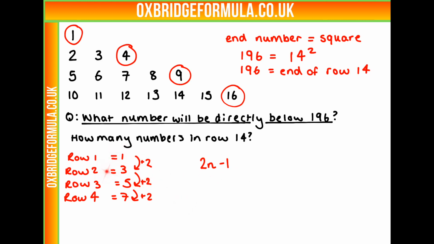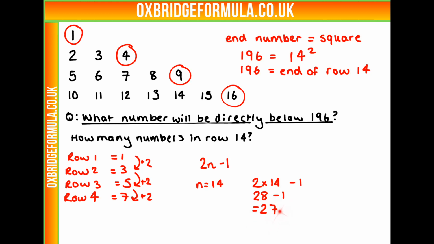So for example, if we have row 2, if n equals 2, 2n is 4, minus 1 is 3, and we have 3 numbers in that row. So here is our equation for the amount of numbers in a row. We want to know how many numbers are in row 14, so our n is going to be 14. So we can do 2 times 14, take away 1. That means there are going to be 28 minus 1 numbers, or 27 numbers in row 14.